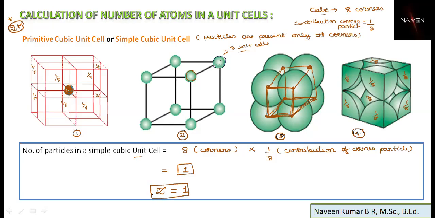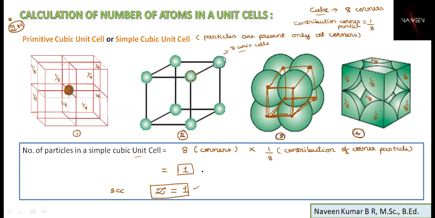So this is how the calculation of a simple cubic system is done. For a simple cubic system, the Z value is 1, or the number of particles is 1. How is it 1? It will have 8 corners and the corner particles will contribute to the unit cell as 1 by 8. So with the contribution factor for all the corner particles, the total number of particles present per unit cell of a simple cubic system is going to be 1. Hope this calculation is clear.